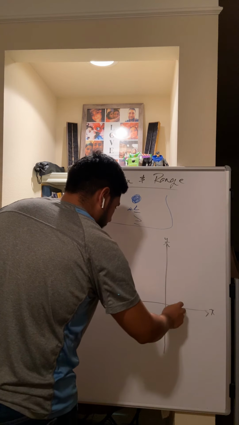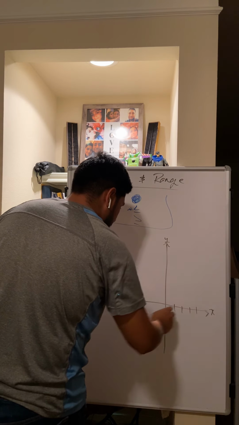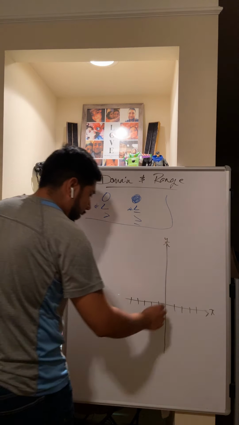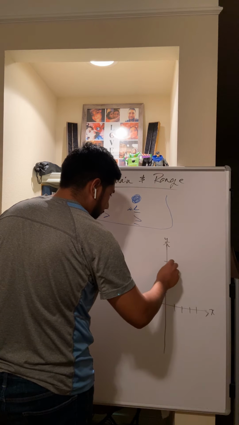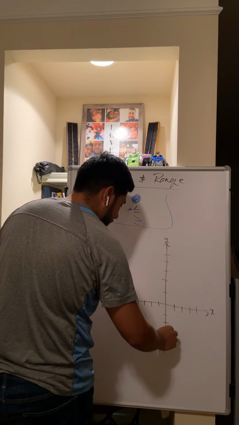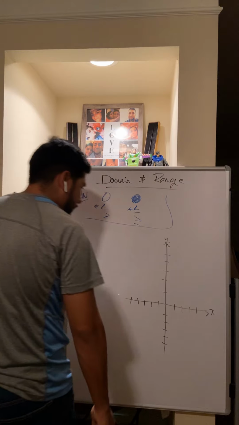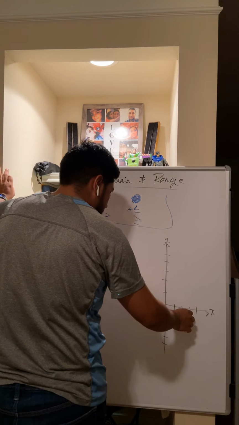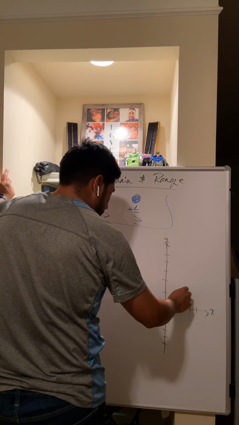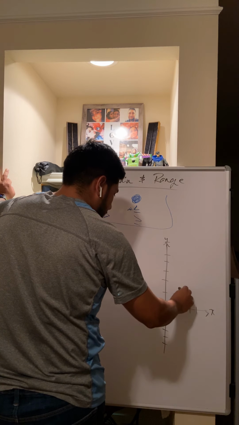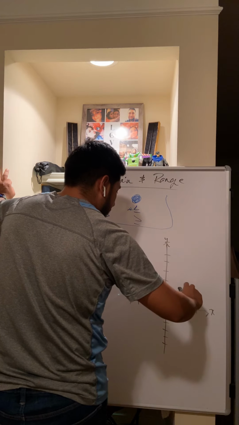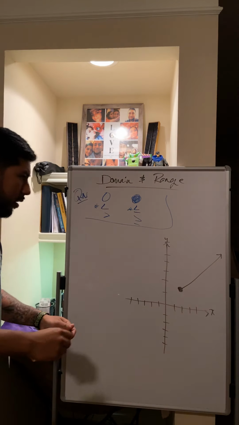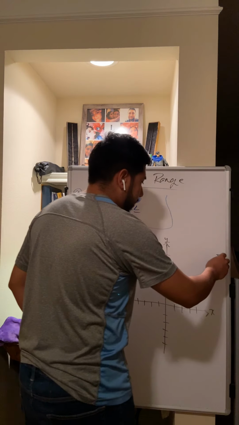Last example. I'm running out of marker ink. That's okay. 1, 2, 3, 4. 1, 2, 3, 4, 5. I'm going to do two lines. No, let's just do one at a time. Do close circle. And this point does not end, so we have an arrow. We have a different type of situation here.